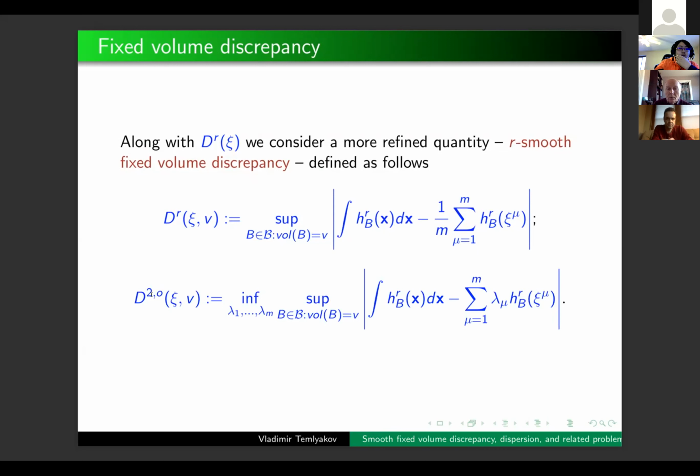We can write, oh, it should be R here, not 2. I'm sorry, this is a misprint. This should be R. So now we can also consider not, like in classical discrepancy, weights 1 over M, but arbitrary lambdas and then optimize over these lambdas. So this O here means that we are making this optimization over the weights.